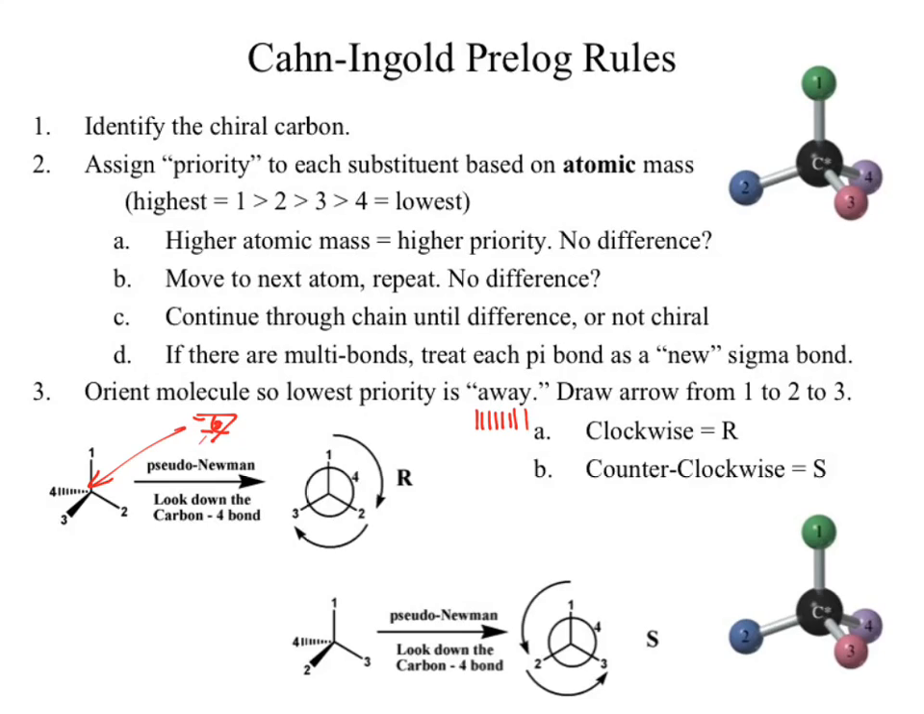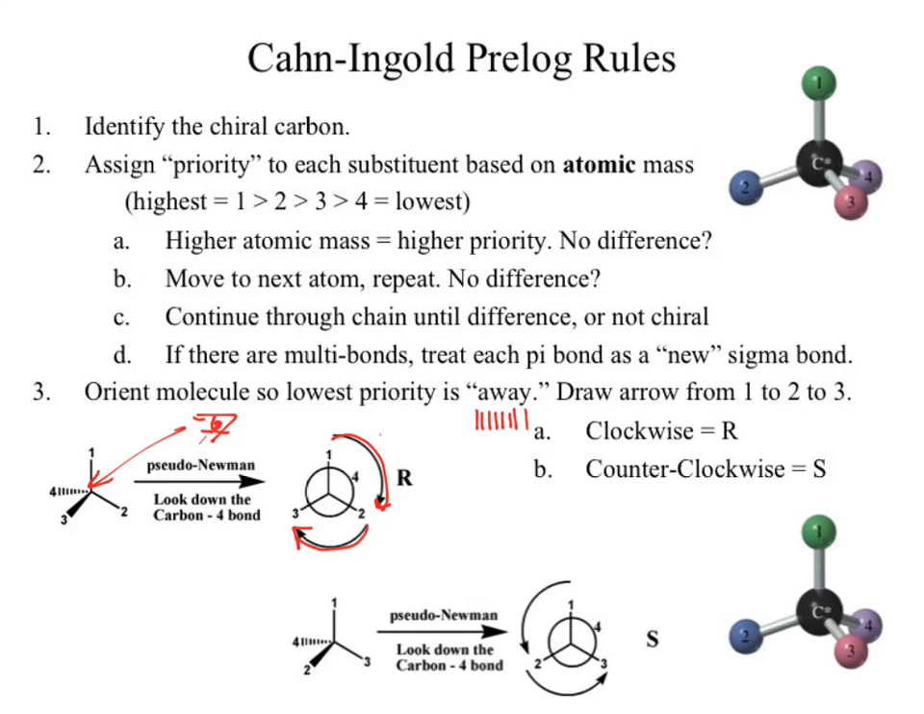Still, it looks kind of like an eyeball. Once you've got that orientation, draw an arc between point 1 and 2, 2 and 3. Which direction are we turning? In that case, we are turning clockwise, which means we assign R.